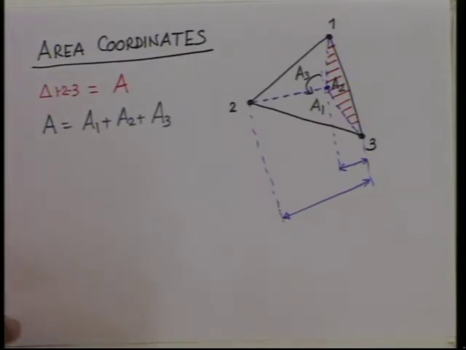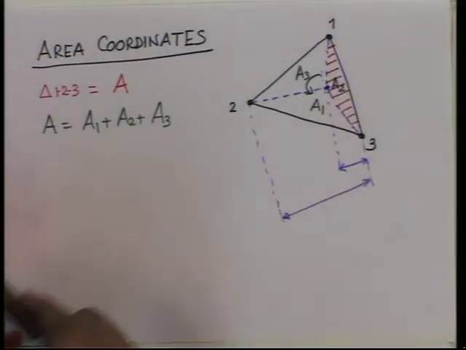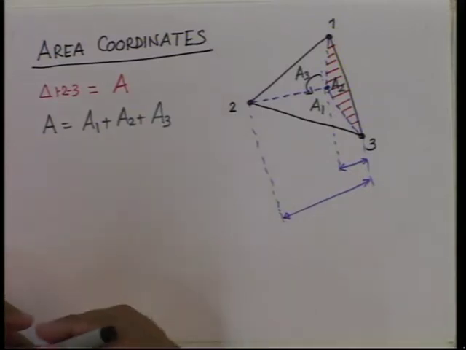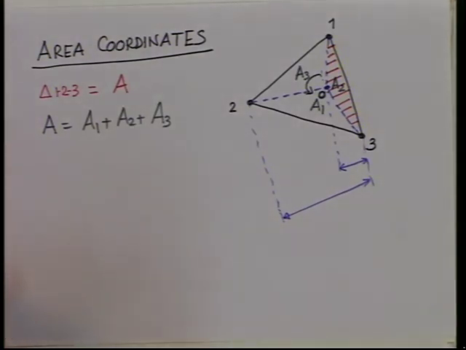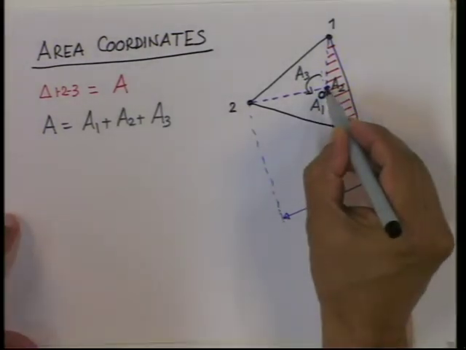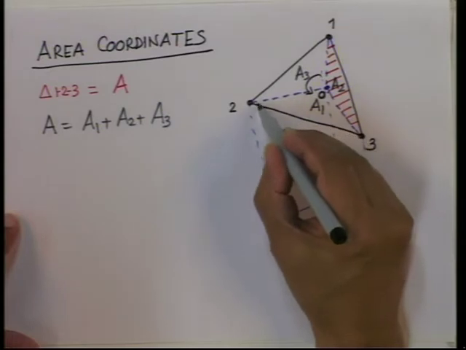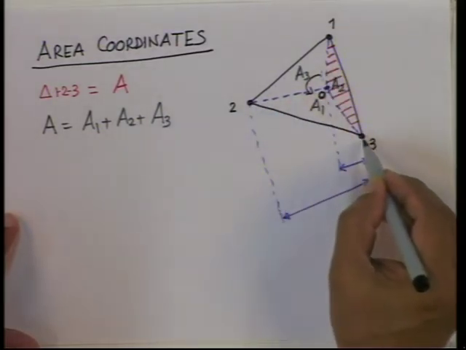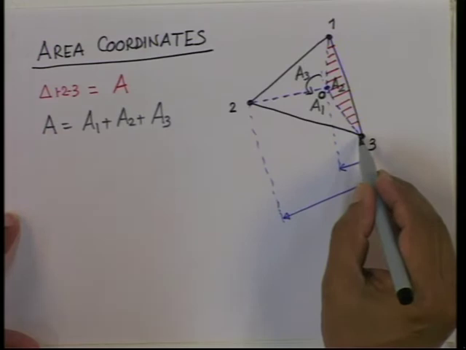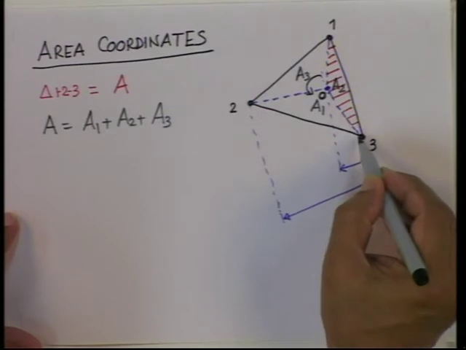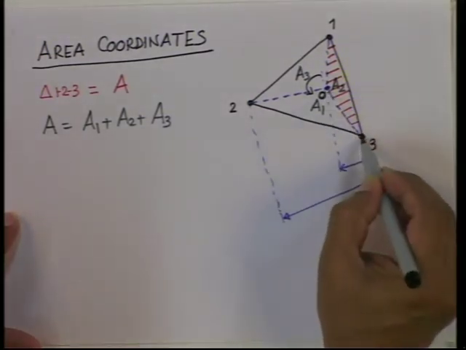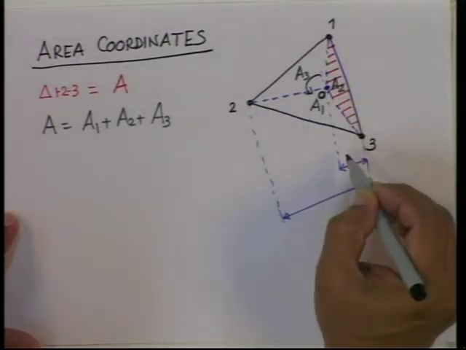So, what is an area coordinate? You see, by moving this inside node, let us call it O, if I take this node to 2, then A2 will become equal to A. If I take this node to 1, then A2 will become 0. If I take this node to 3, then again A2 will become 0.